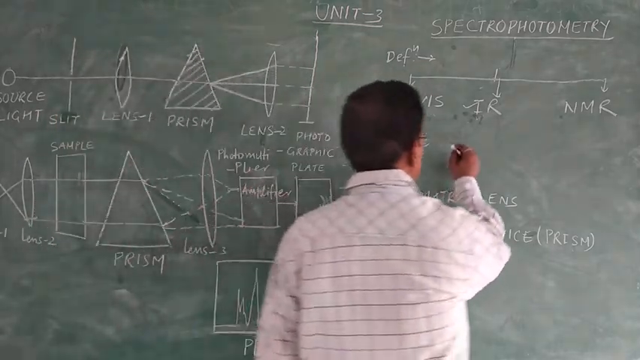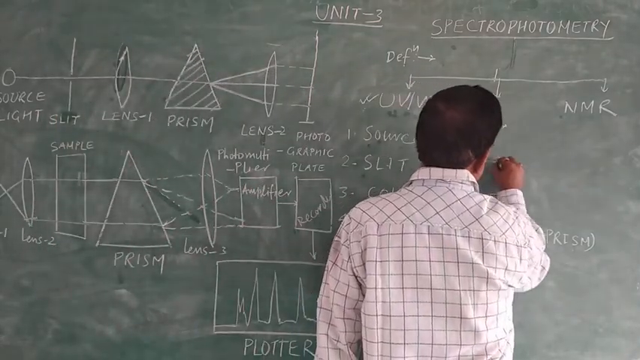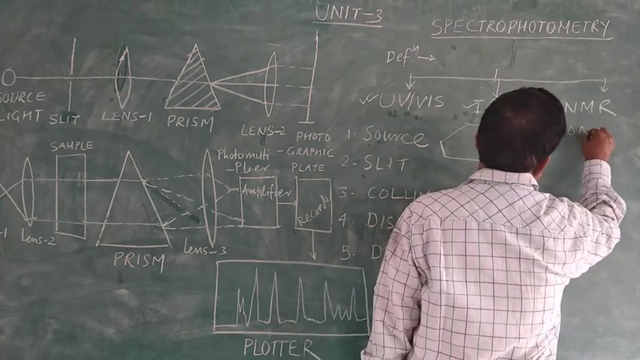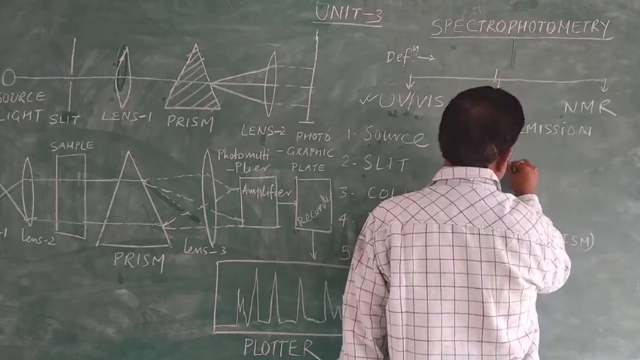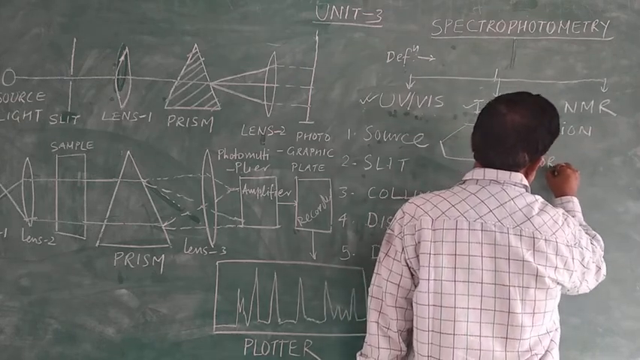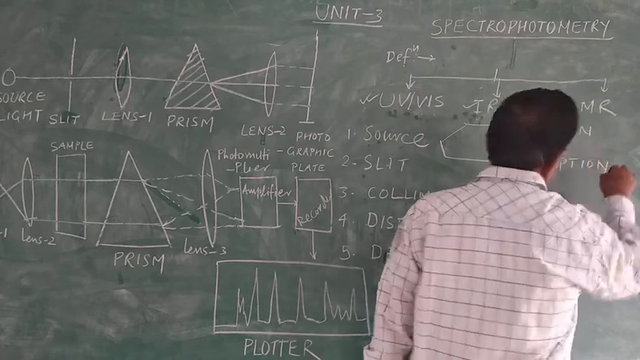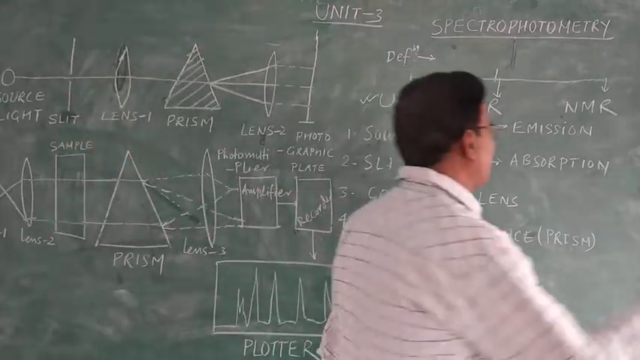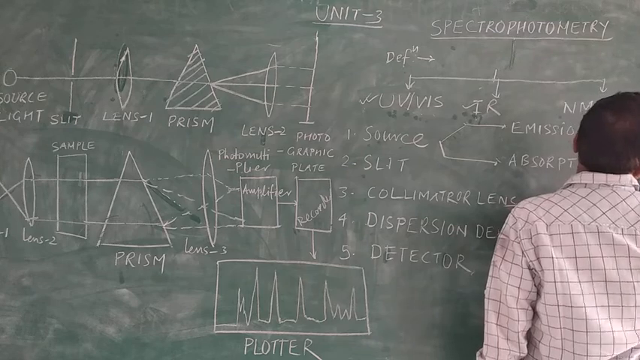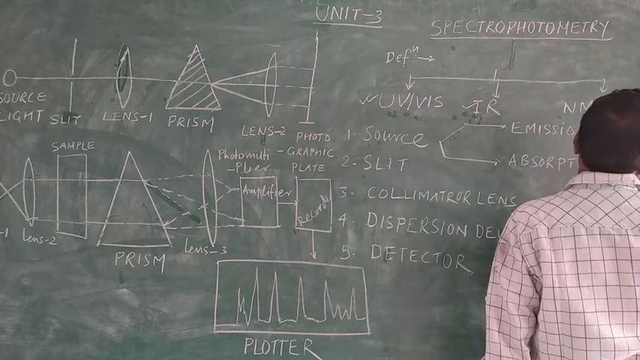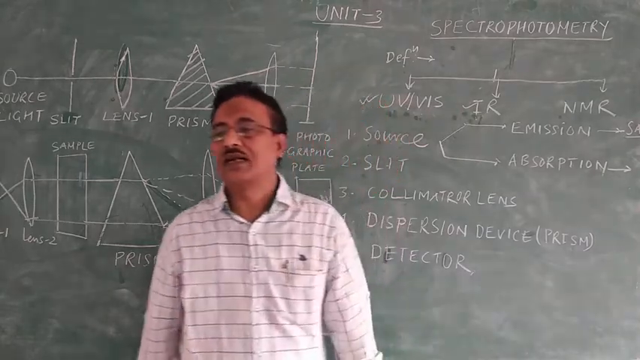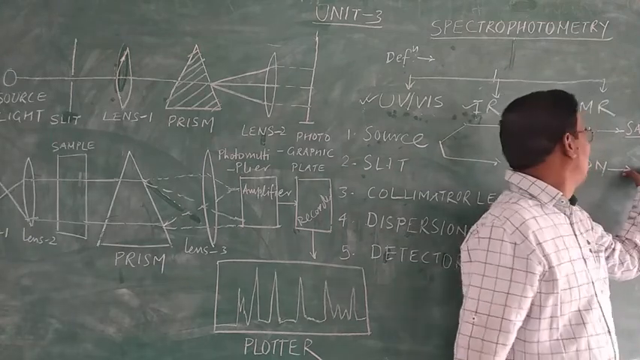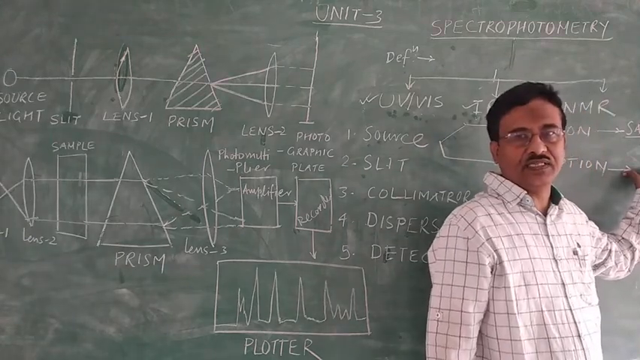It is divided into two parts, that is emission spectroscopy and second is absorption spectroscopy. In emission spectroscopy, we can use the sample itself. And in absorption spectra, we can use the white light. After absorption, we can use the monochromatic light.